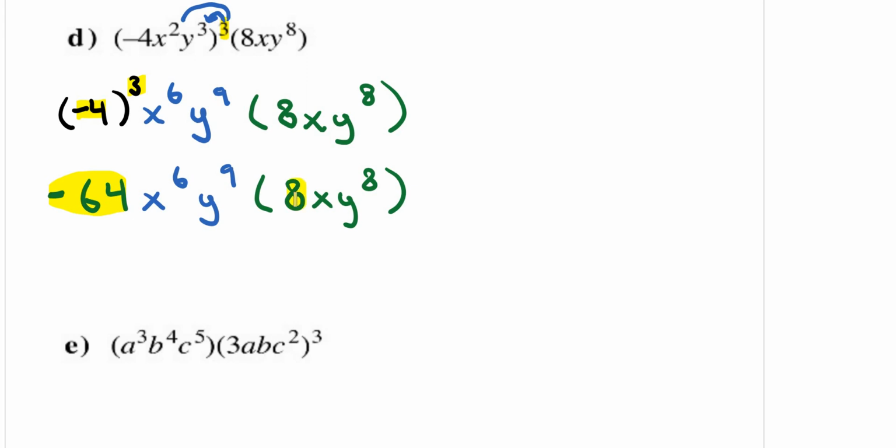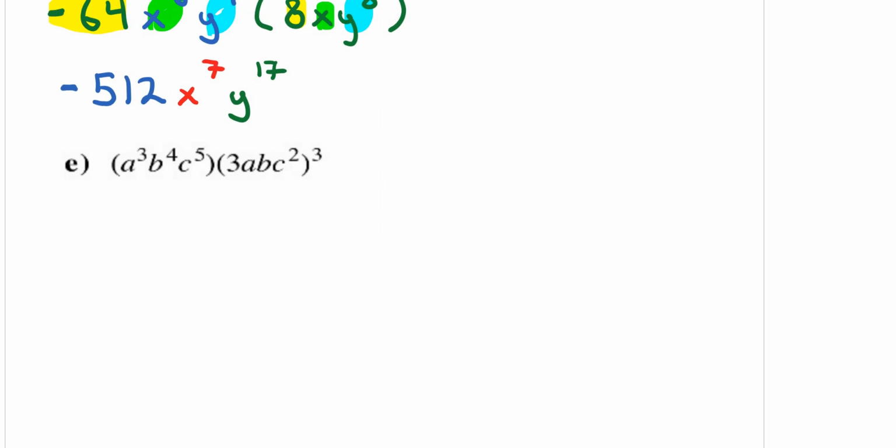So we need to multiply our numbers with our numbers. So 64 times 8, you might have to do that in your head or on the side, but it's going to be negative 512. And then we have x to the 6 and x, so 6 plus 1 is 7, so x to the 7. y to the 9 and y to the 8 is going to be y to the 17. So that's it for question 6D. That was a bit of a lengthy one, but that's definitely a good one.